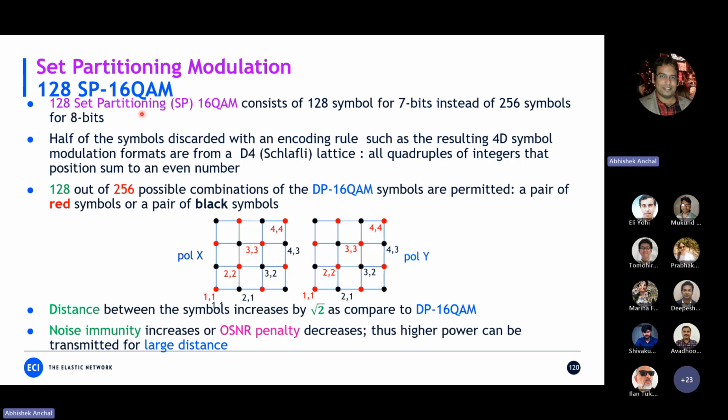So when we move from DP 16 QAM to SP, removing half the symbols, basically we try to improve the OSNR performance. And so we can transmit for a longer distance, or to a network where the OSNR level is low. So even in that case, we can use 16 QAM.